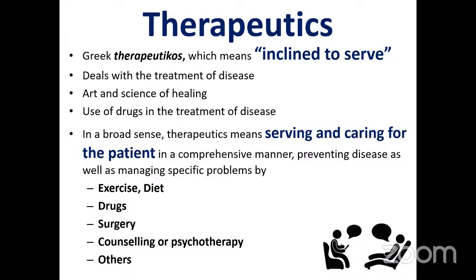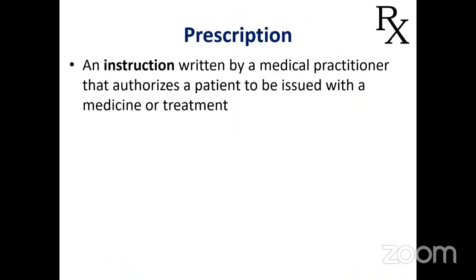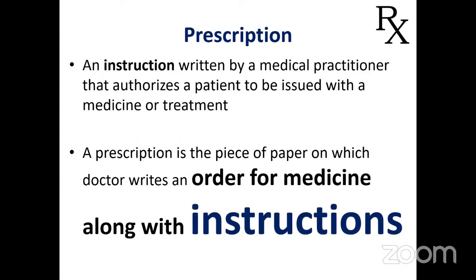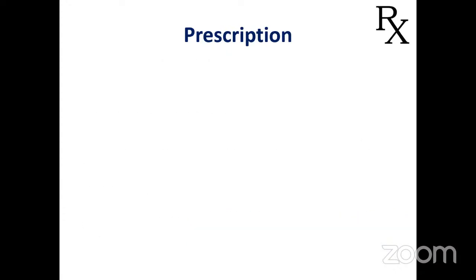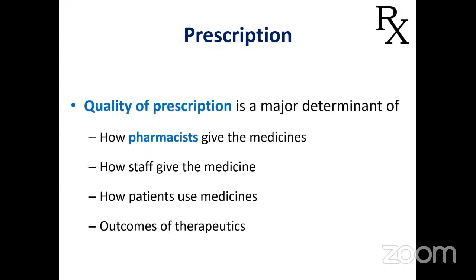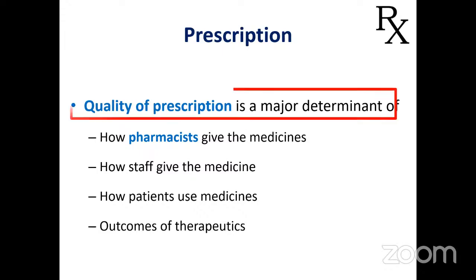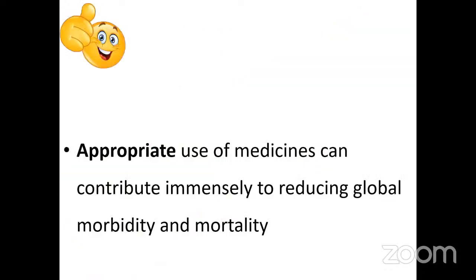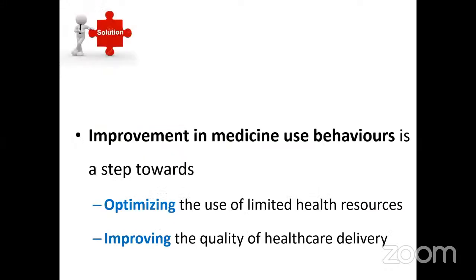Therapeutics is inclined to serve maybe in the form of any, and what is prescription? It is nothing but instructions, and these instructions are not related to the medicine only. It is related to the other things like diet and all. So quality of prescription is a major determinant of how the pharmacist will give the medicine, how the staff will give the medicine, how the patient uses the medicine, and ultimately the outcome of the therapeutics. So appropriate use of the medicine can contribute immensely to reduce global morbidity and mortality.